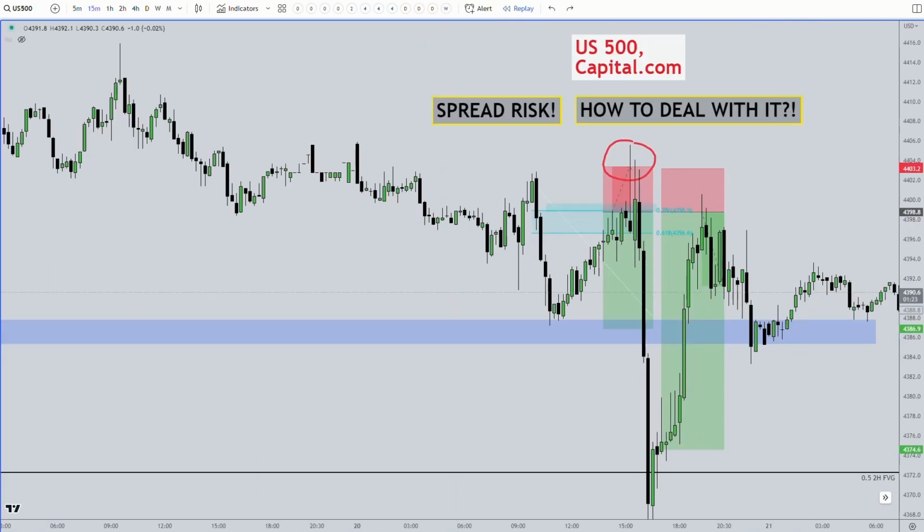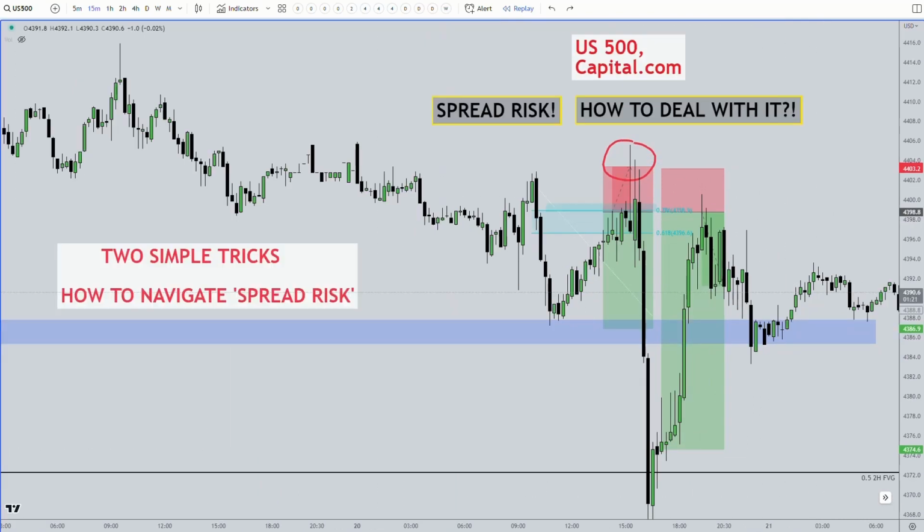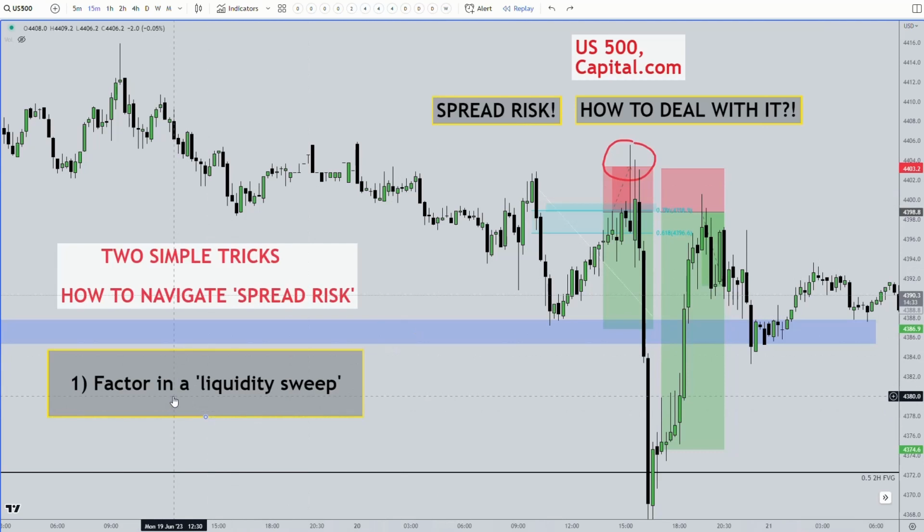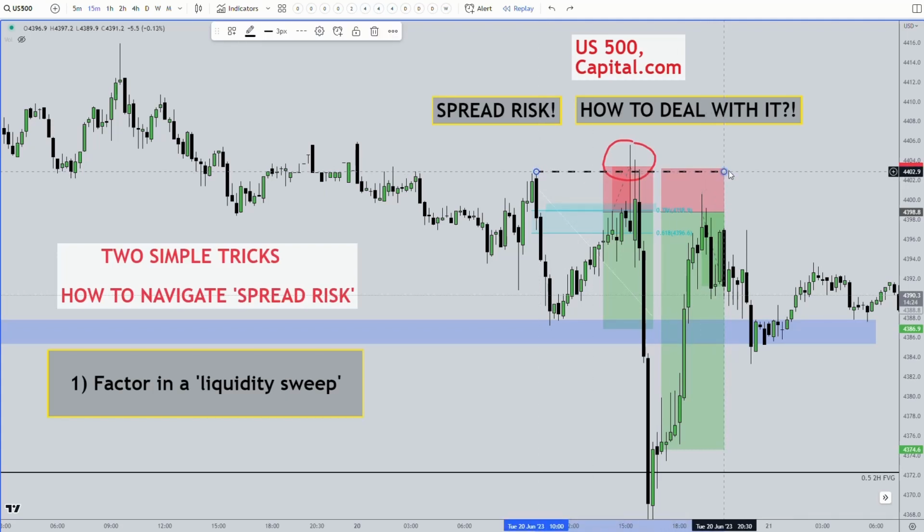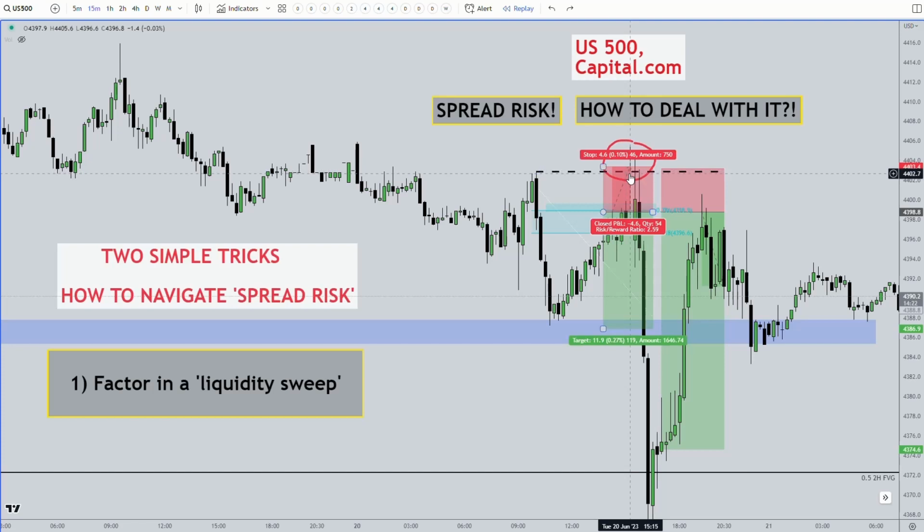So let me give you 2 simple tricks of how to navigate the spread risk. One is very simple. Factor in a liquidity sweep. This is something we should do and have to do with every trade of ours anyways. And this is exactly what happened here yesterday. We had a sweep of liquidity grabbing all the stops resting above here, including mine, and then we shot down.